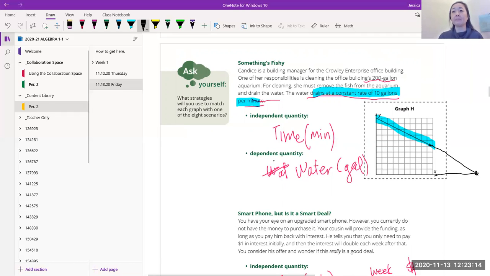Okay. So now, this would be our time in minutes, and this right here is our amount of water in gallons, just to be a little more specific. And you see it's slowly decreasing at a constant rate. So it's not like speeding up or anything. So the slope is exactly the same.